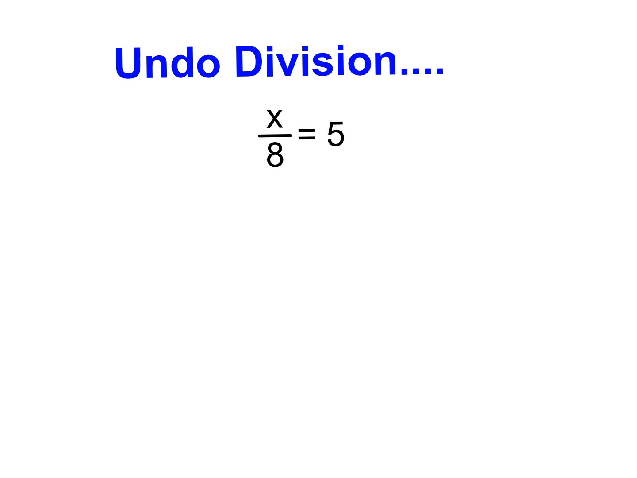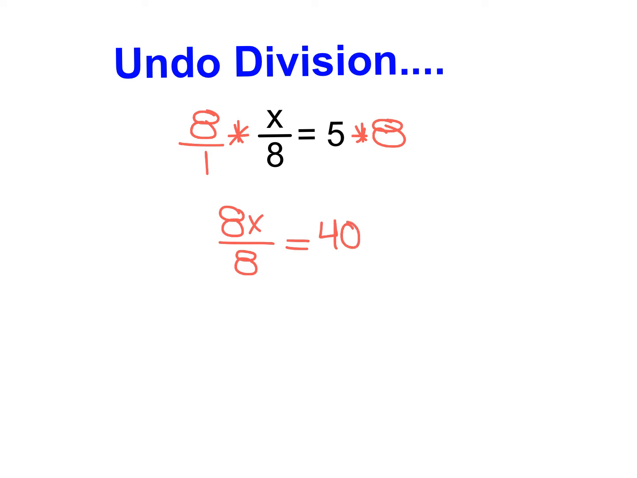And then finally here you can see that we have division going on. And what we can do here is undo division by using multiplication. So what I'm going to do is, because I'm dividing by 8, I'm going to multiply by 8 on each side. Now something to remember when we're multiplying by 8 is we're really multiplying by 8 over 1. So what's happening on the left-hand side here is I'm getting 8 times x divided by 8. And then on the right-hand side, I'm left with 5 times 8, which is 40.